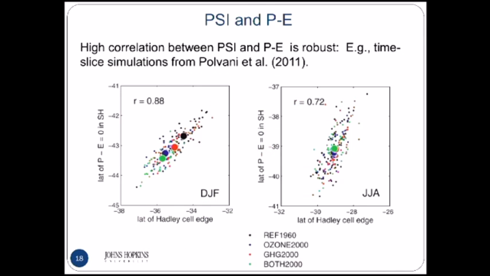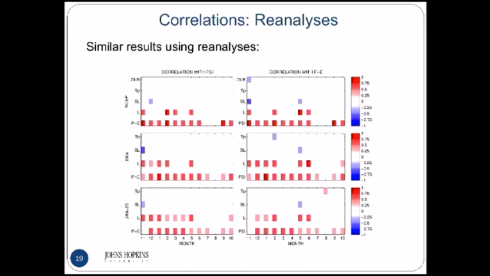And this, the correlation between psi and P minus E has been noted before. The reanalyses are a bit more spotty. You can't, but shorter data record, more uncertainty. But you see a similar kind of plot that the P minus E and psi are well correlated. The barotropic jet is as well, but the tropopause and the subtropical jet aren't. Okay.